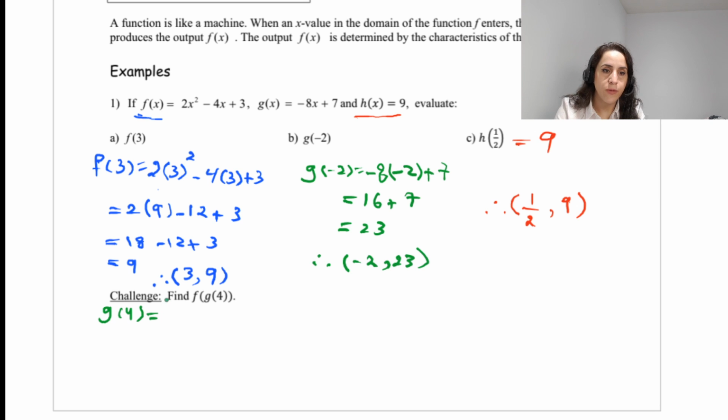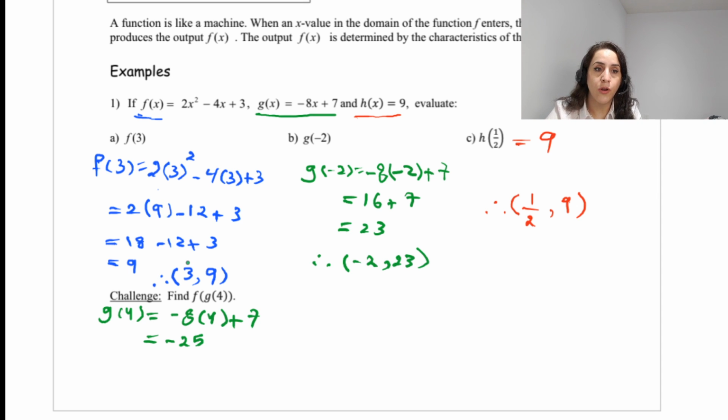g of 4, I'm going to use the function g here. Negative 8 times 4 plus 7. It's going to be negative 32 plus 7, negative 25.